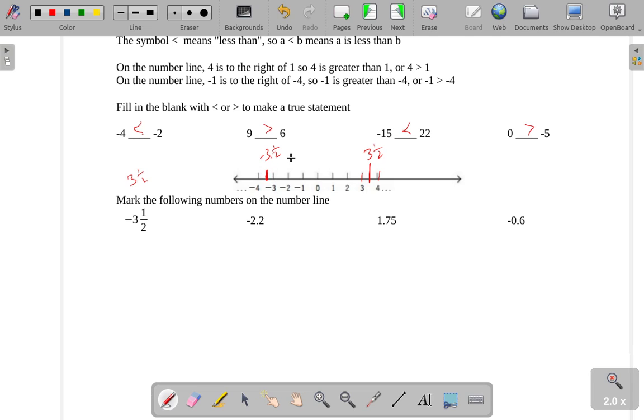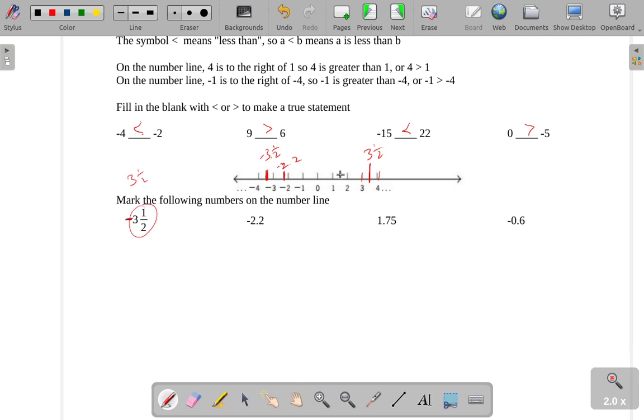A lot of times when people do this, they come over to -3 and then they come a half the way over. But when you say -3.5, not only is this negative affecting the 3, it's also affecting the half. Mixed numbers are kind of a weird bunch, but that's how it works. The same kind of thing works with -2.2. You would go over to -2, but you need to go a little bit farther to get to your -2.2. It's a little bit more negative than just -2.